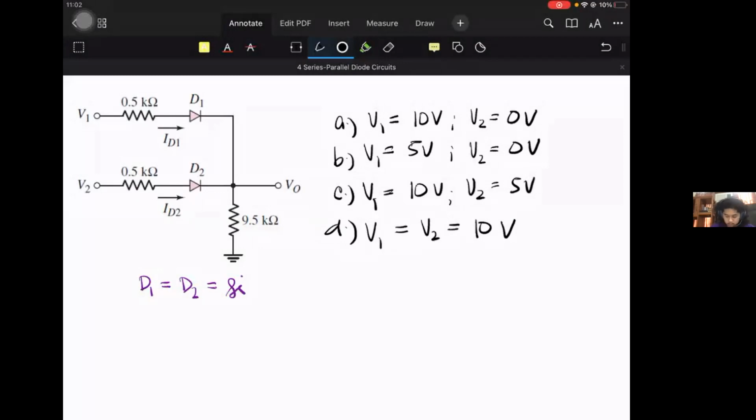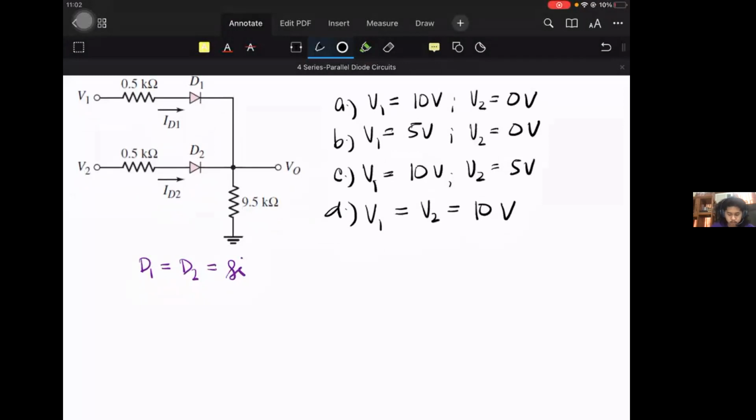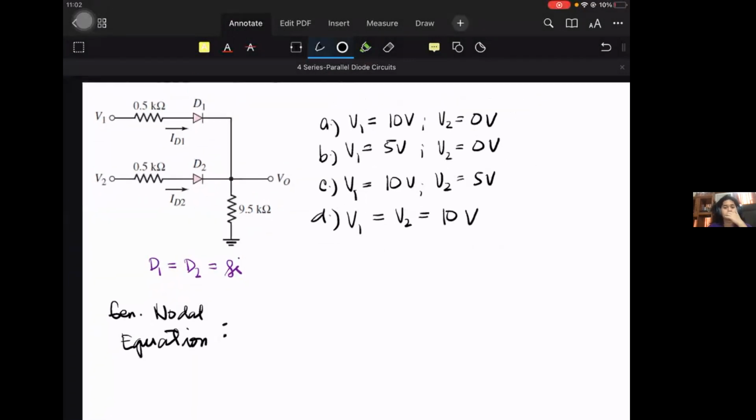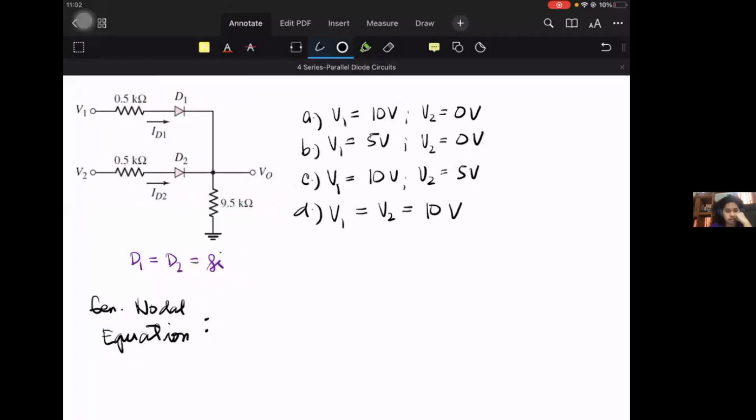In a moment, try to come up with the general nodal equation, class. So for the next 5 minutes, try to formulate the general nodal equation, which we will be using to solve for any cases, for any values of V1 and V2.